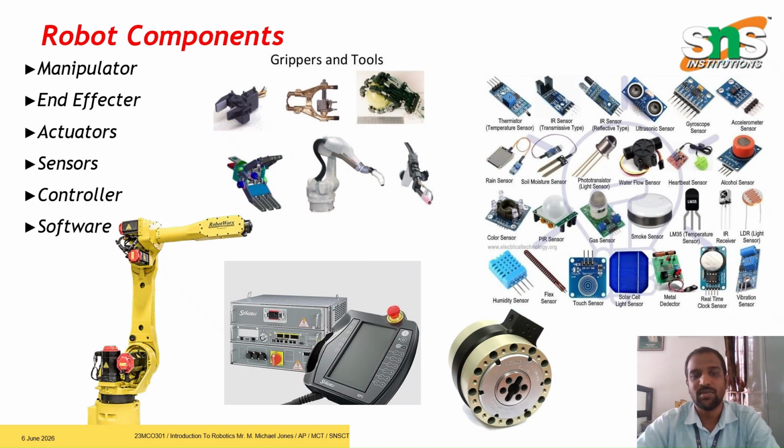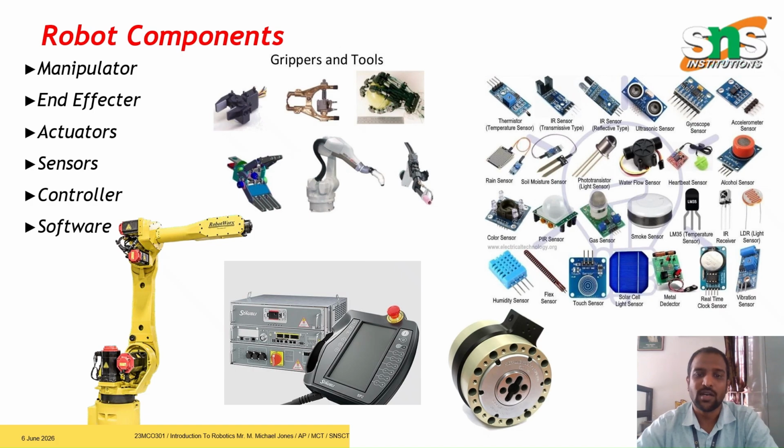Then sensors. As previously mentioned, sensors help the robots to perceive the environment. Common sensors include proximity sensors, vision cameras, temperature sensors, force sensors, and ultrasonic sensors. Sensors continuously collect information and send it to the controller for analysis. They function similarly to human eyes, ears, and touch receptors.